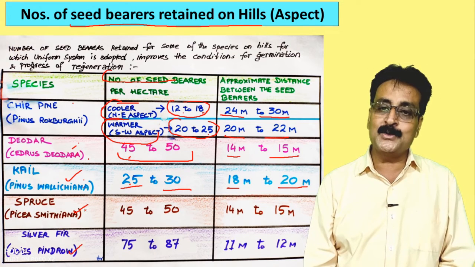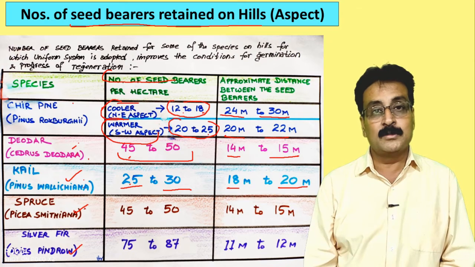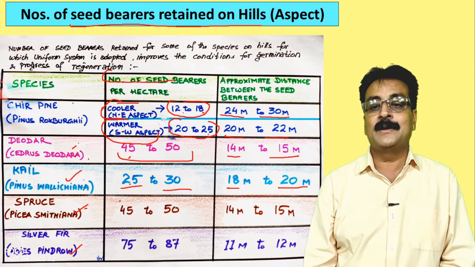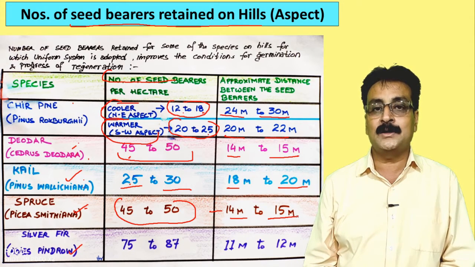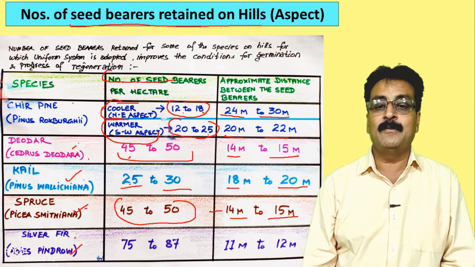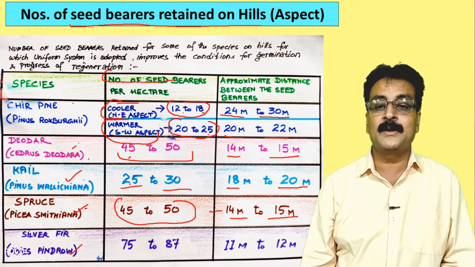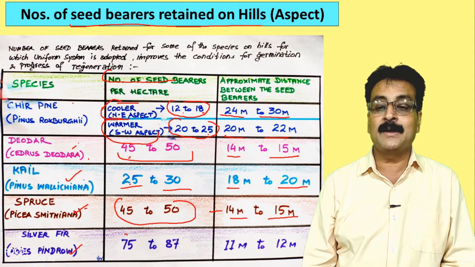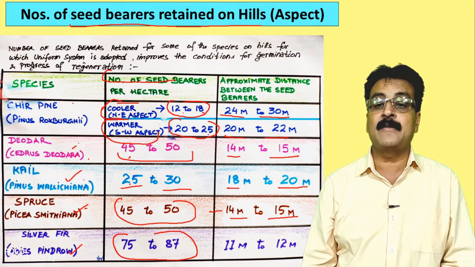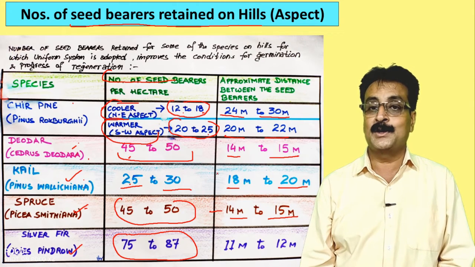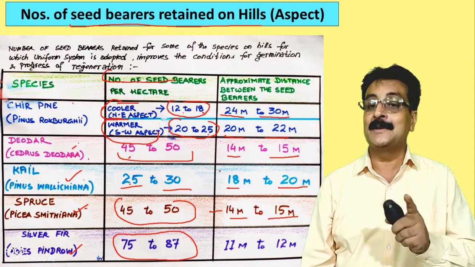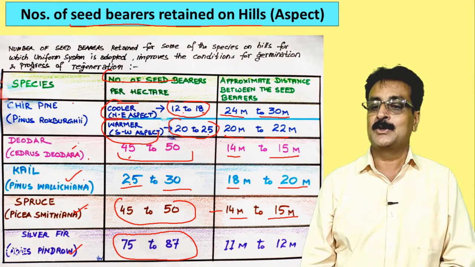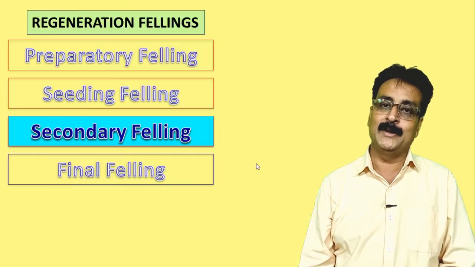As we go to higher altitudes, we will have Picea smithiana, which is more shade bearer. The seed bearer trees we are keeping are 45 to 50, and the distance among the seed bearers is 14 to 15 meters. And when we talk of Abies pindrow, silver fir, the seed bearers we are keeping are 75 to 87, meaning regeneration needs more shade. We have to remove the shelterwood very slowly. Maybe the secondary felling will be more here. So the distance is 11 to 12 meters.